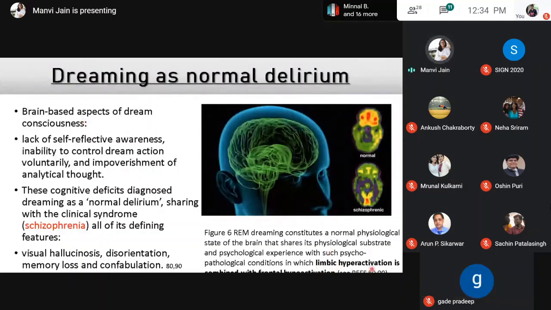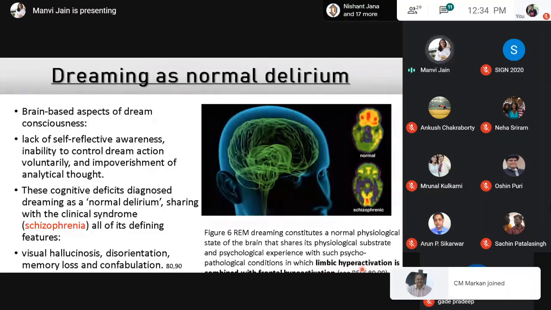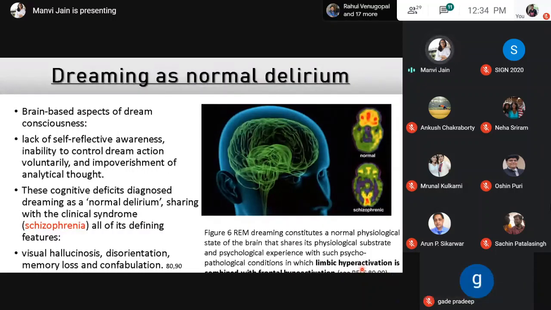Limbic hyperactivation is combined with frontal hypoactivation in both these processes, the dreaming process and also the normal awake state. If a person is schizophrenic, the whole process is repeating inside that person in the awake state. Okay, I can clear that. If you know about schizophrenia, then great. If you don't, just see the movie based on the Nobel laureate John Nash.